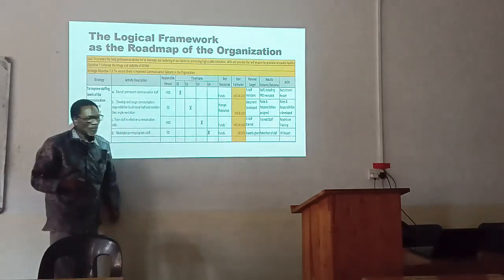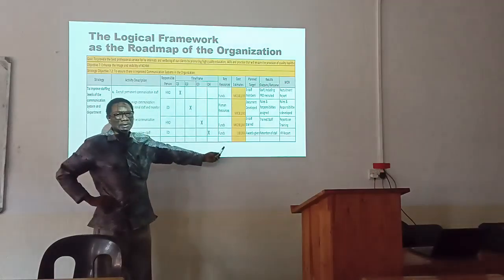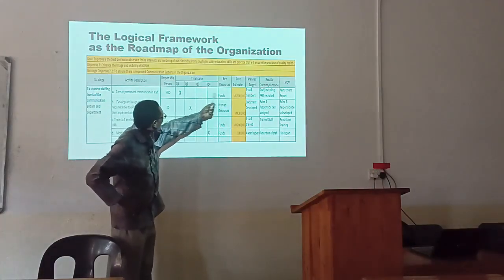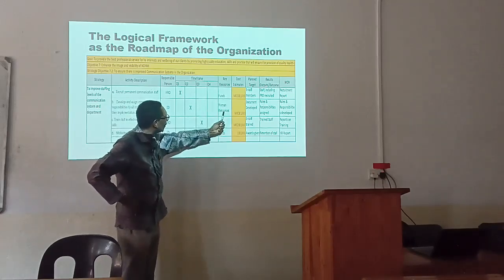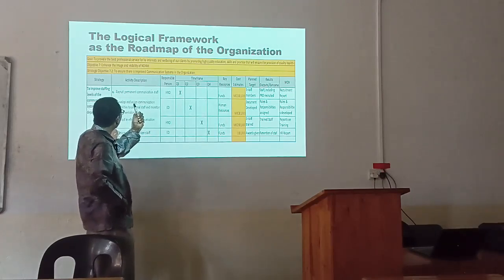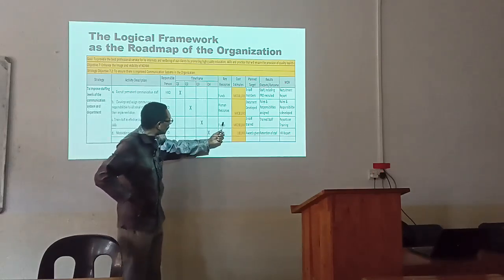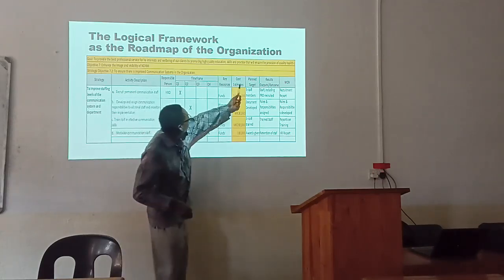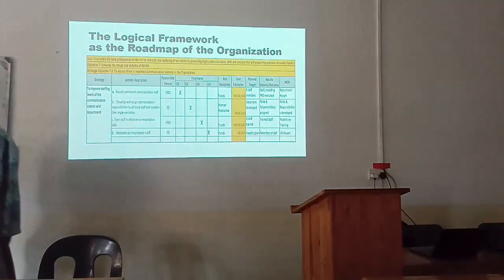So you can see, each time we have to identify what kind of resources are required. This one, without funds, we can't do it. That's the main resource. This one, we need human resource to develop and assign communication responsibilities. This one, we need funds. This one, we need funds. Then here, we provide cost estimates.